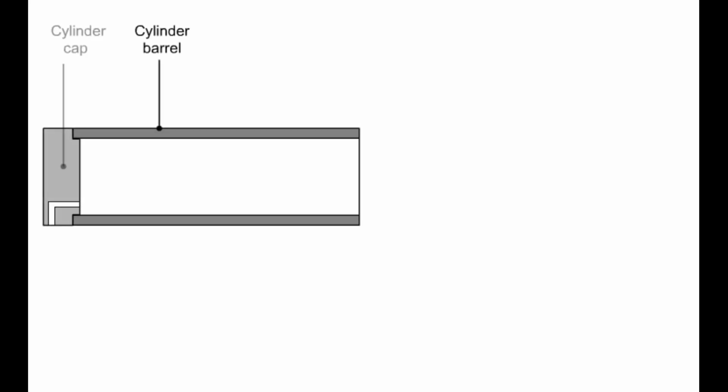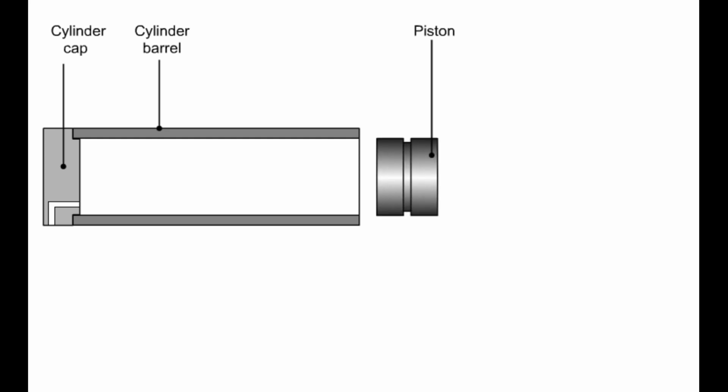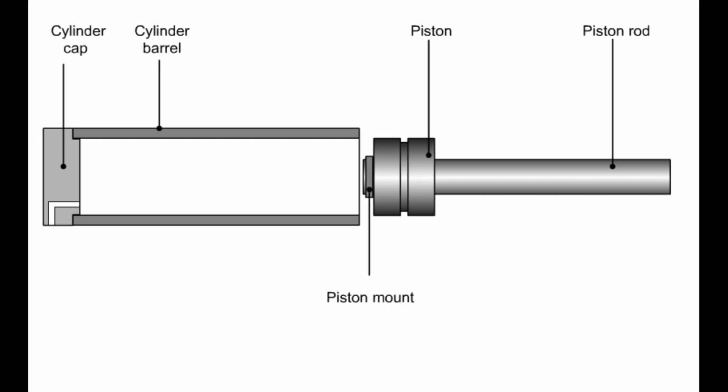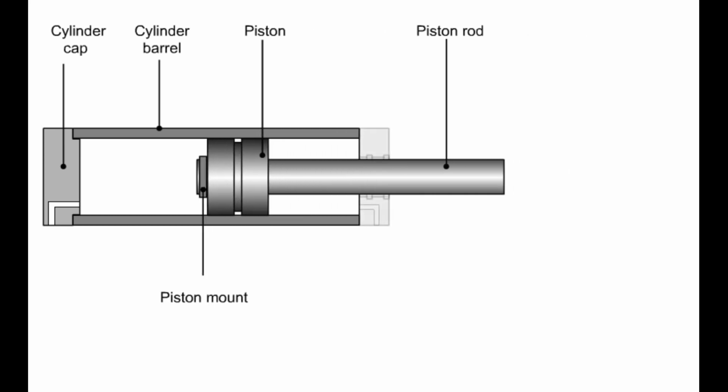The most important components in a hydraulic cylinder are the cylinder barrel, the cylinder cap, which encloses the cylinder barrel at one end, the piston, which travels within the cylinder, the piston rod, which is attached to the piston and transfers the piston force, the piston mount, which keeps the piston fixed on the piston rod, and the cylinder head, which closes the cylinder barrel at the other end.